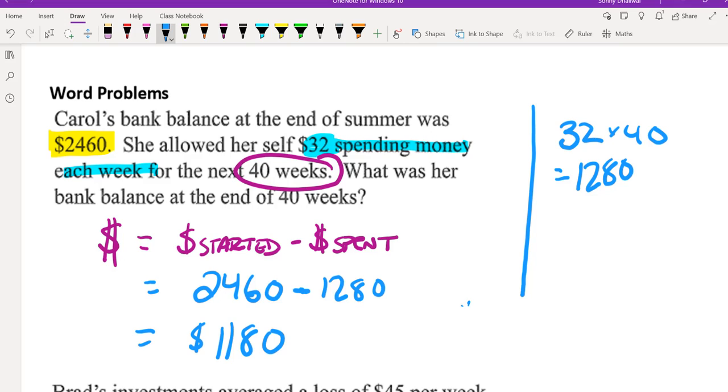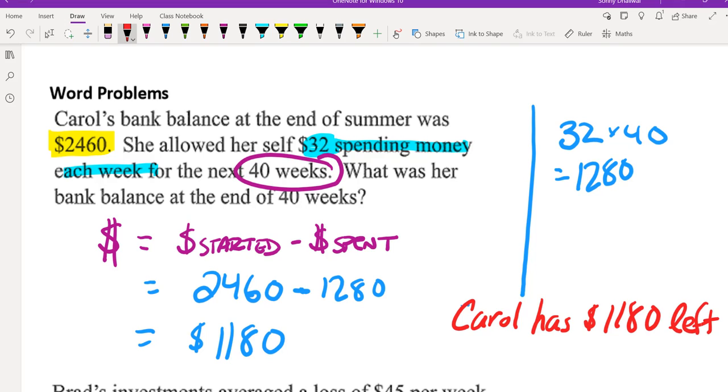Okay? So with word problems, you show your math, then you also give a statement, a little sentence. So you go, I'll change colors here. Carol has 1,180 dollars left after 40 weeks.